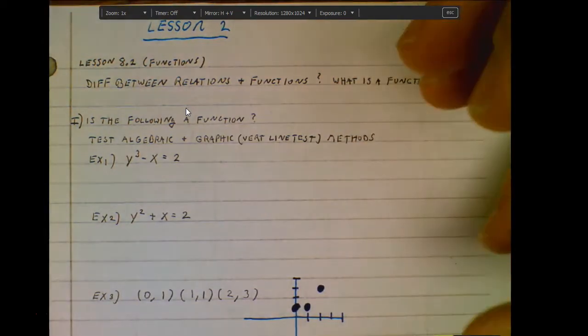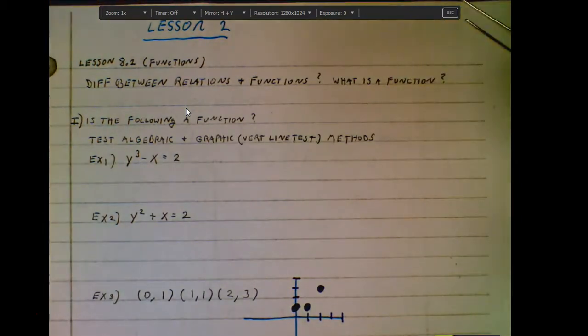But a function is a specific type of relationship. So in order for something to be a function, it's got to fit certain criteria, and that's what we're going through mostly within today's lesson. So let's start going through a few examples on this. If we're going to test to see whether or not something is a function, we've got a couple ways of doing that. We can do it algebraically, we can do it graphically.